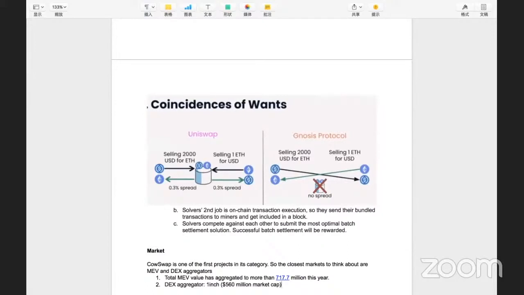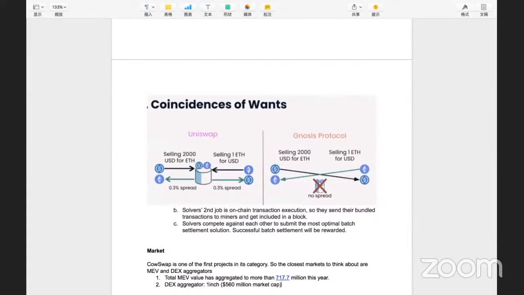The market itself is actually very big. CowSwap sits in the middle of MEV and DEX aggregators, so there are two ways to think about it. One is that the total MEV value is more than 700 million this year. And for DEX aggregators, the leading one is 1inch, which has more than 500 million market cap, not TVL, but circulating market cap.